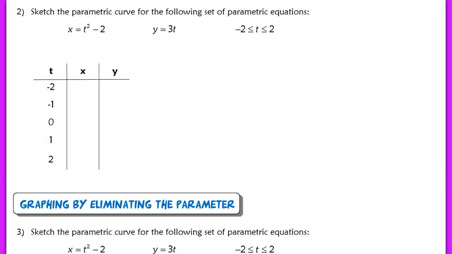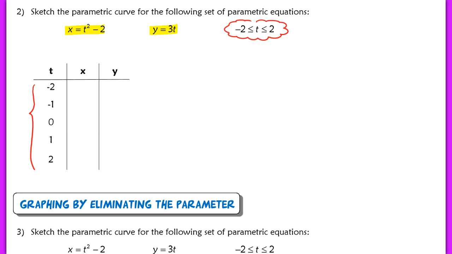Okay, in example 2, we're going to sketch another parametric curve. This time it's defined by the parametric equations x equals t squared minus 2 and y equals 3t. This time they also give us a specific interval for our t values, from -2 to 2. As you can see, the table here reflects those particular t values.